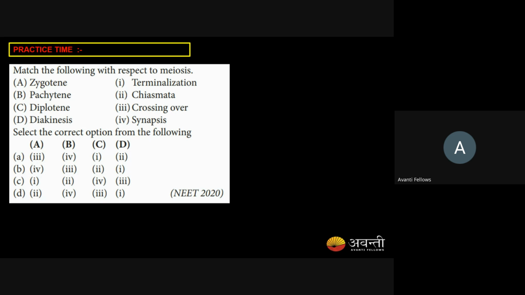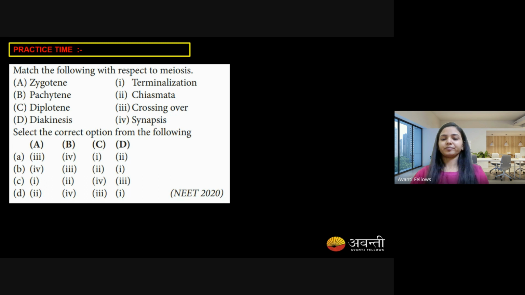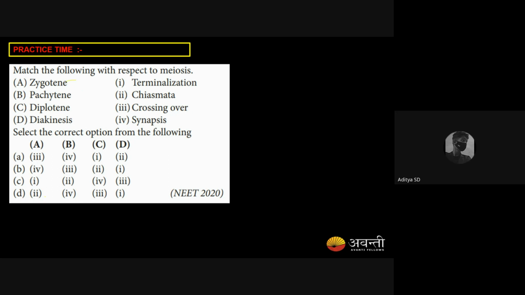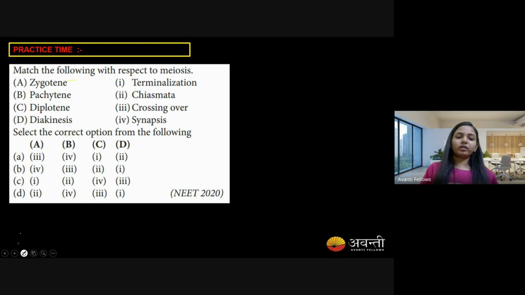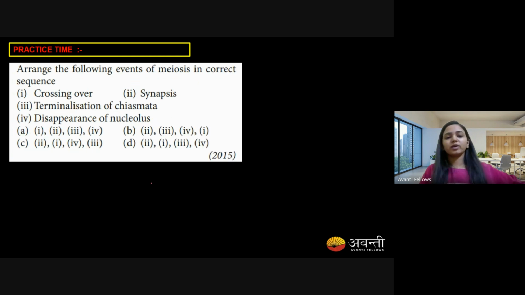Okay, so let me tell you the correct answer. The correct answer is: in the zygotene stage, what happens? Synapsis. Very good. So A should be fourth, and the correct answer is B. Very simple. Next question.